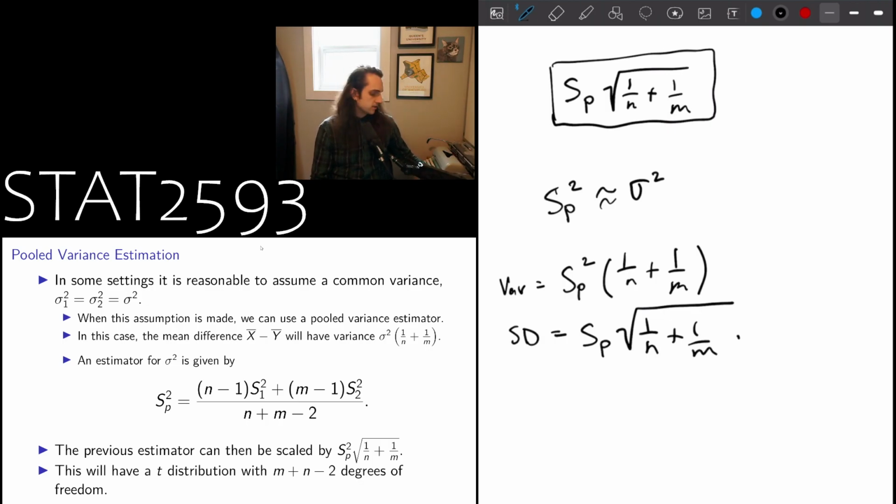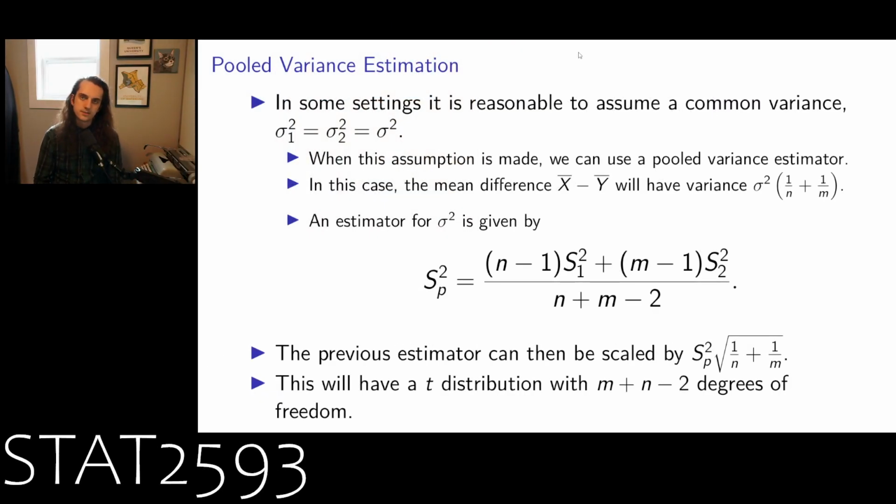This is going to have a t-distribution if we scale by this standard deviation, with m plus n minus 2 degrees of freedom. If you remember with our t-distribution, the more degrees of freedom, the closer to normality it would be. One of the benefits of doing this, if we can make this assumption in a reasonable way, is that we get more degrees of freedom. If you're thinking about having to estimate both variances, we're going to have the smaller of m-1 or n-1. If you get to pool everything together, then we get m plus n minus 2, which is going to be larger, which is going to be a t-distribution closer to the normal distribution. So we get some sort of benefit from that.